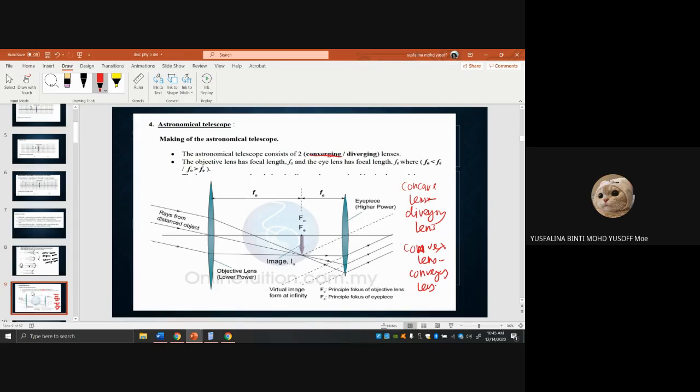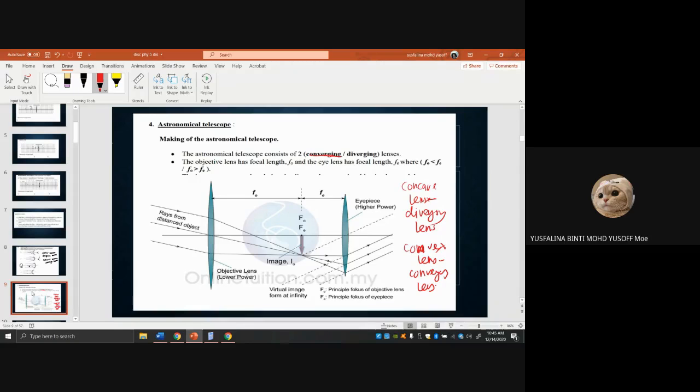So the first one, let me introduce first. This is called the objective lens. You can see the diameter of the objective lens is bigger than the eyepiece lens. Why must it have a big diameter? This is to allow more light rays to enter. This is the objective lens, and this one is called the eyepiece lens.